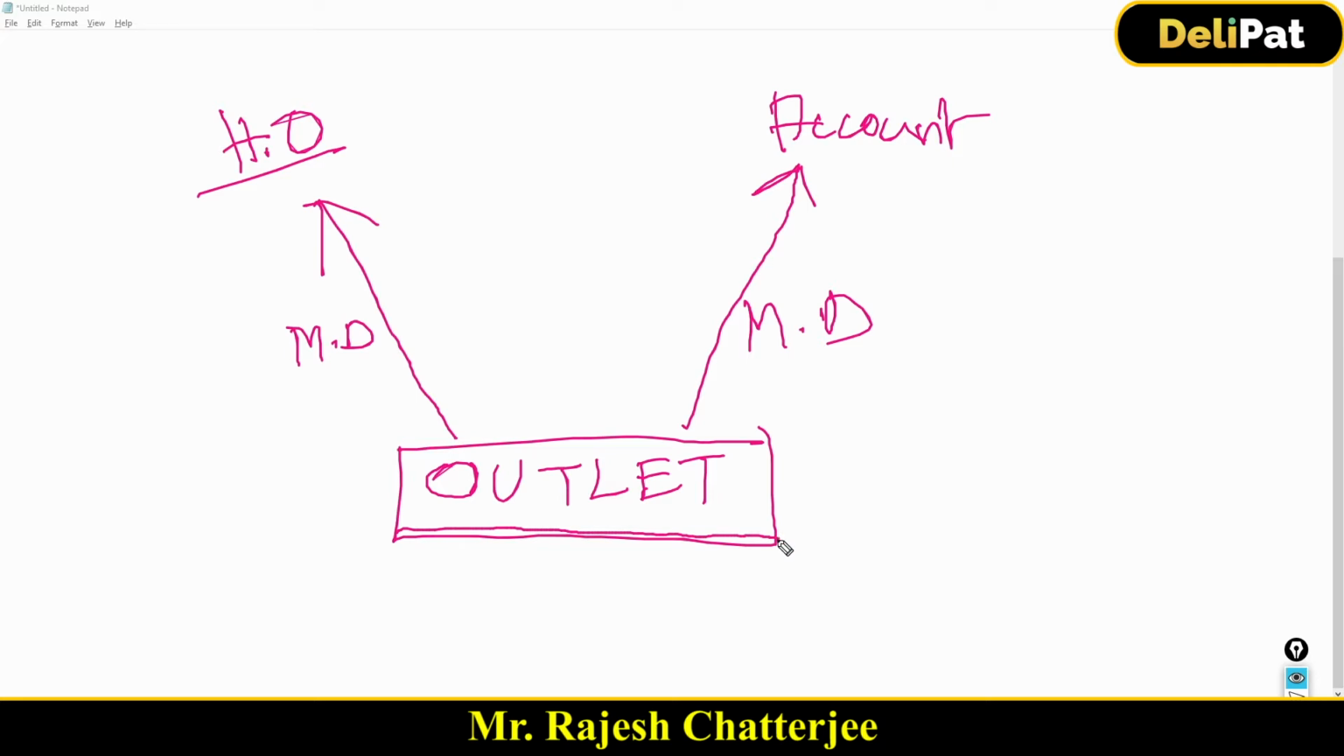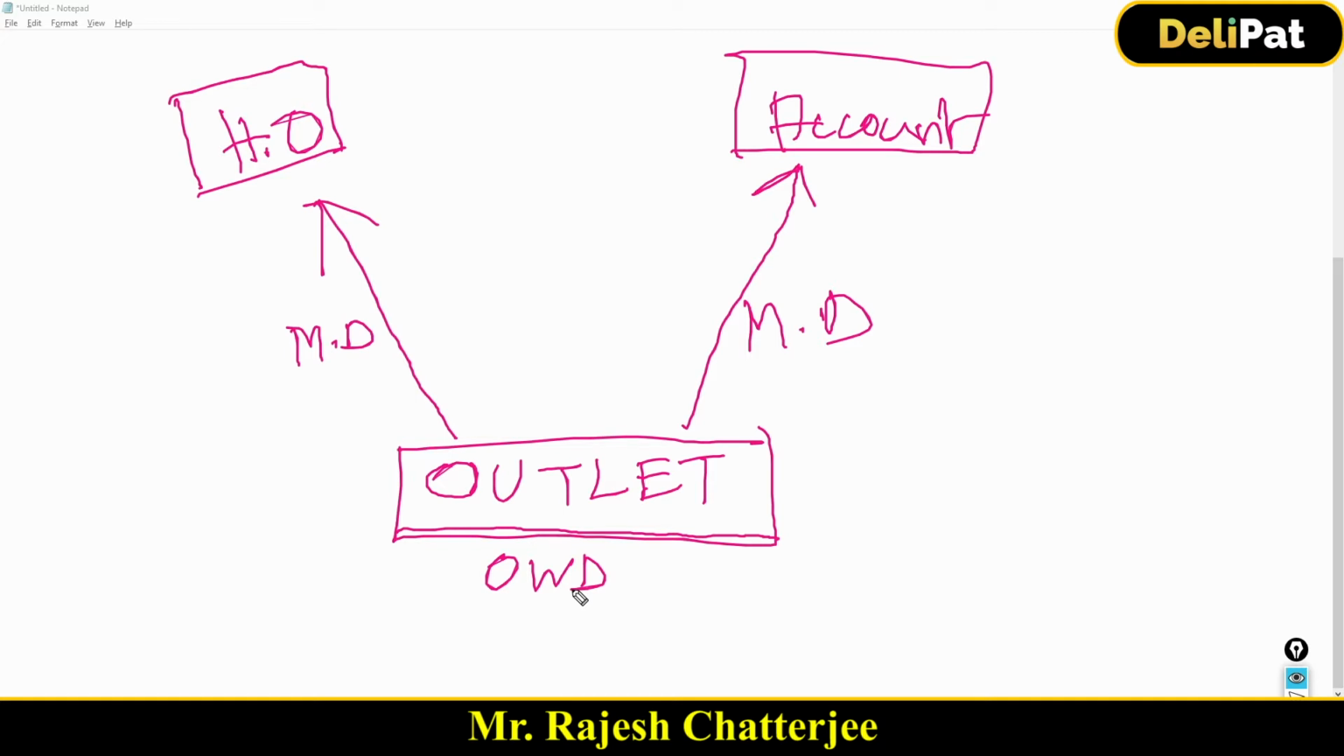That's agreed. Whose organization-wide default setting will be inherited in this case? Because Outlet now has two master-detail relationships, one with Head Office and one with Account. So do you think Head Office's organization-wide default will be inherited by Outlet, or the Account organization-wide default will be inherited by Outlet?